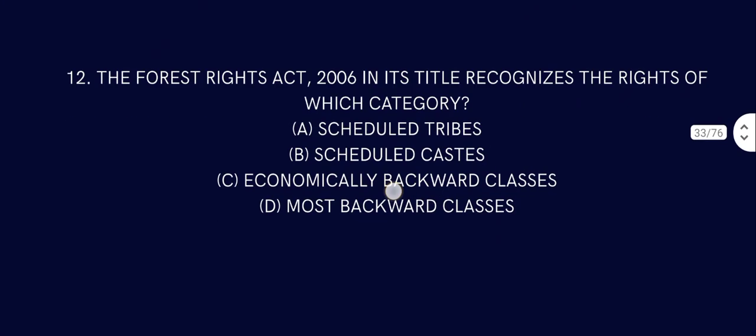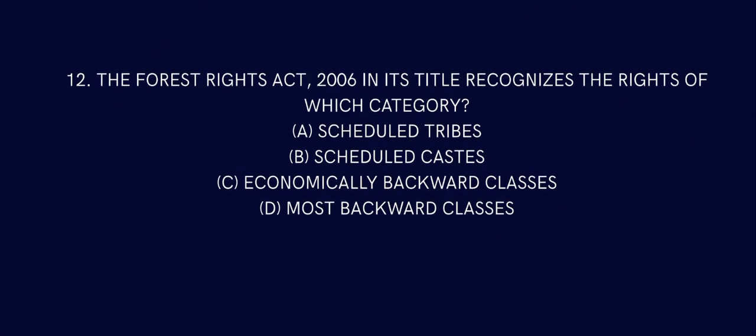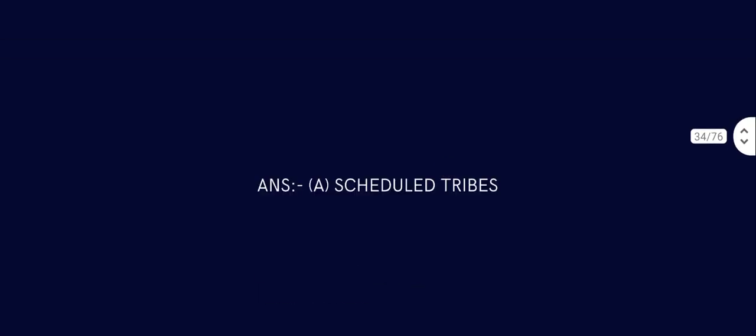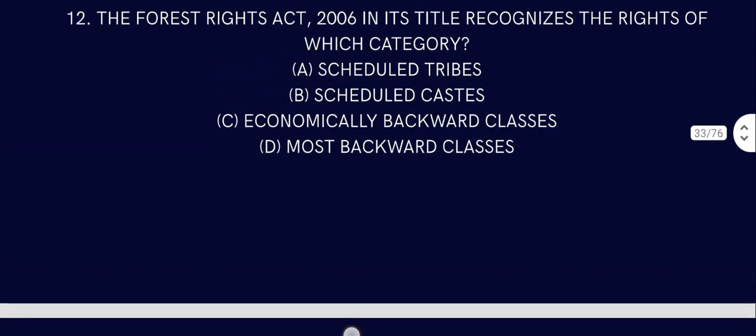Question number 12. The Forest Rights Act 2006, in its title, recognizes the rights of which category? Scheduled tribe or scheduled caste, economically backward classes, or most backward classes. So, as you can say, forest tribe, there has to be tribes, so scheduled tribes, not caste or anything, that is scheduled tribes.